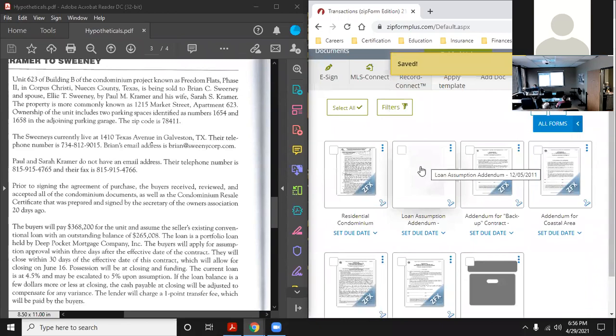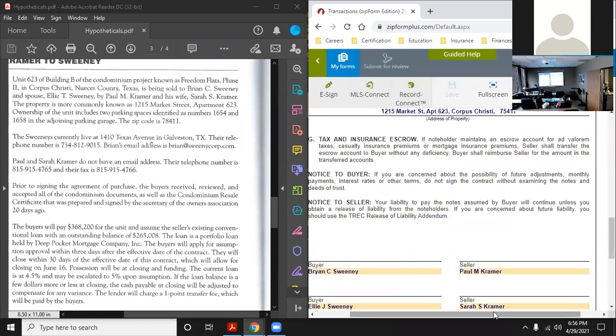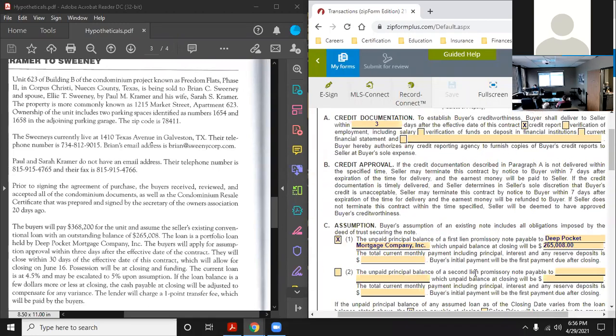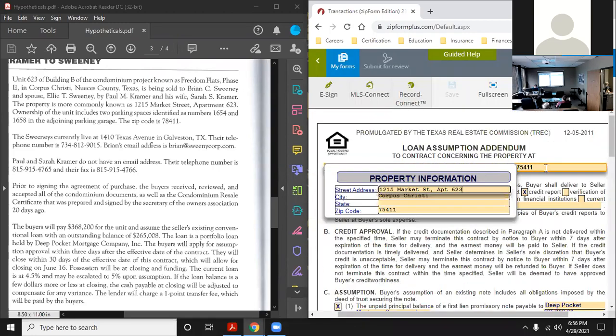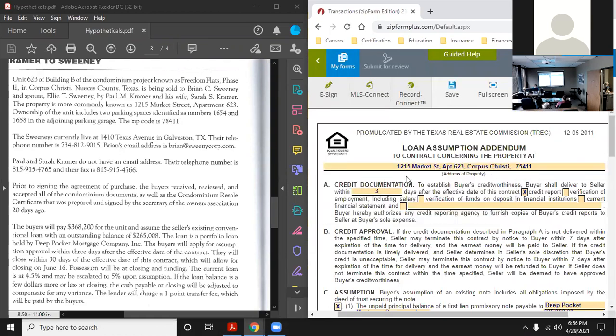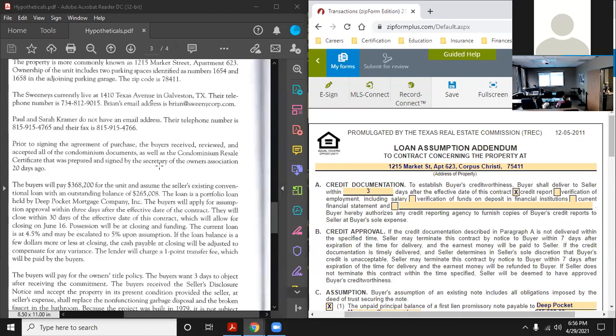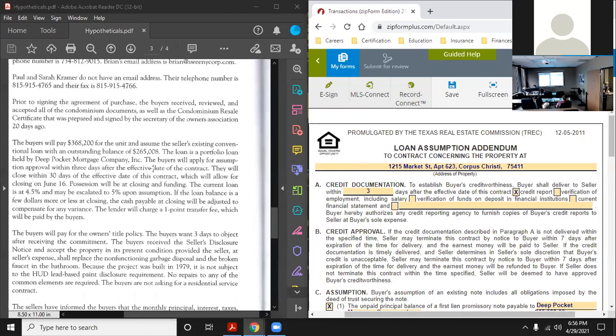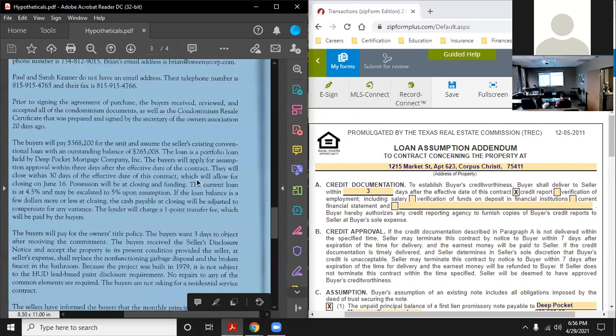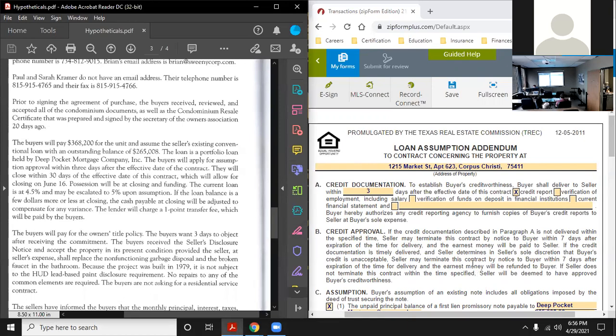So you have the loan assumption addendum. Now, I've already filled these out just to make it a little bit quicker. Basically, the address of the property here. So to establish buyer's creditworthiness, buyer shall deliver to seller within 3 days of the effective date. I put a credit report. I don't think it actually says anything on here, I know it said within 3 days. They will apply for assumption and approval within 3 days, but it doesn't really give them a way to apply. They're just doing it. So I just put credit report here because there's no other, you can just pick one at this point, or else you wouldn't know.